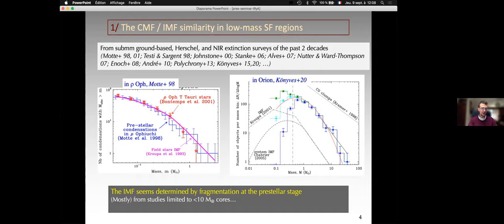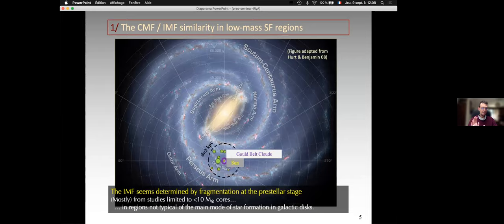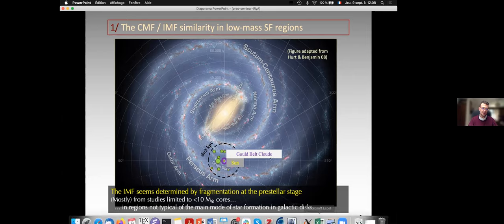A second limit is that most of the studies listed before are not typical of what we call the main mode of star formation in the galaxy, in the sense that we are observing close regions. First observations were limited to the Gould Belt clouds. With the HOBYS program, clouds up to 3 kiloparsecs have been observed, but yet we are still limited to a very specific type of galactic environment.